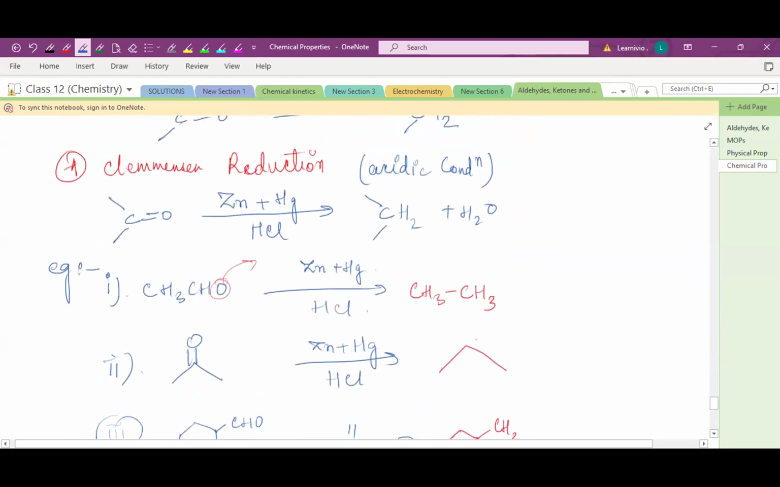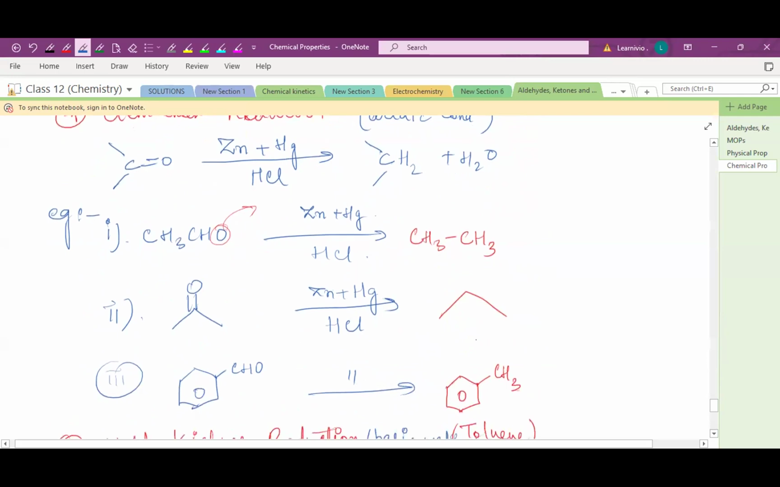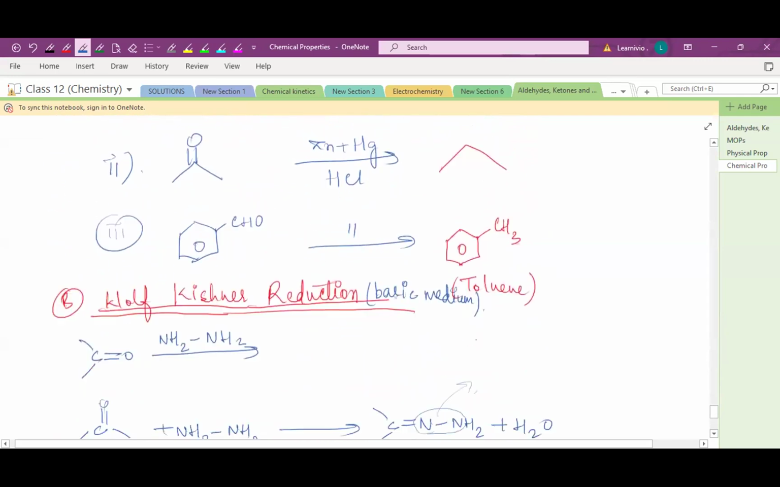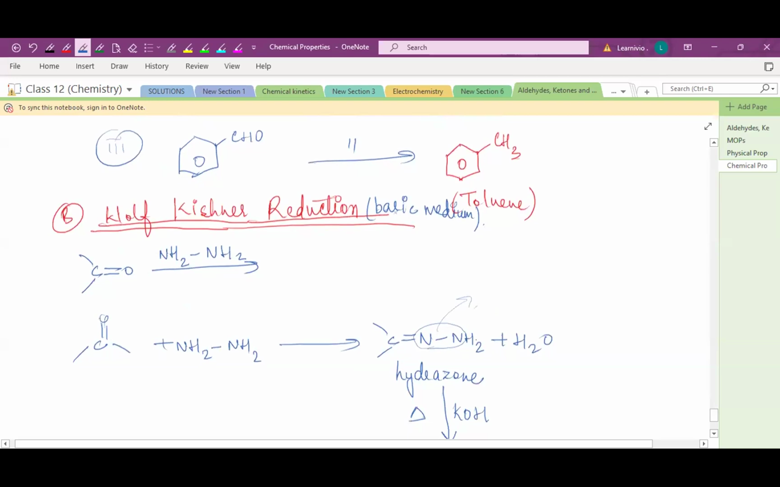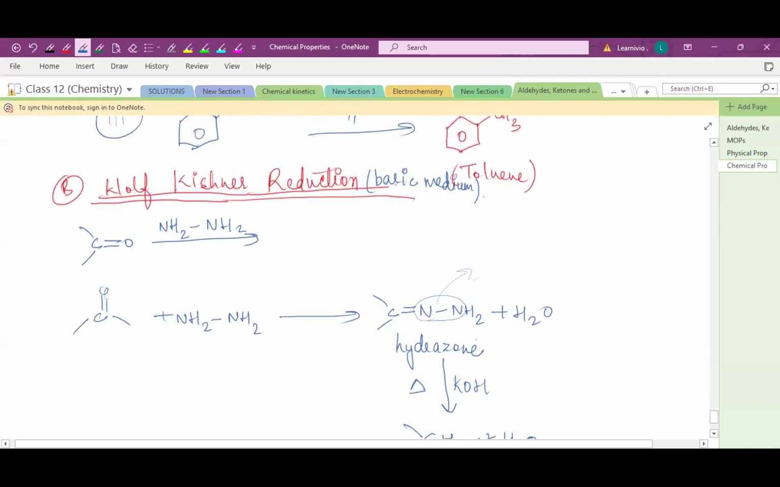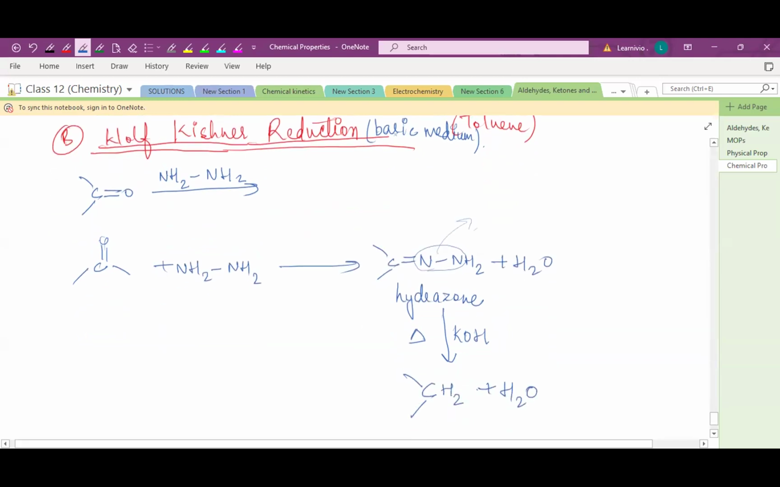Just learn the difference between these two. Clemmensen reduction occurs in an acidic condition, where the carbonyl compound gets converted into an alkane. But in Wolff-Kishner reduction, the carbonyl compound gets reduced to the corresponding alkane in the presence of hydrazine in a basic condition. Just learn the difference between these. These are important for your exam. Okay, Muniba? Yes, ma'am.